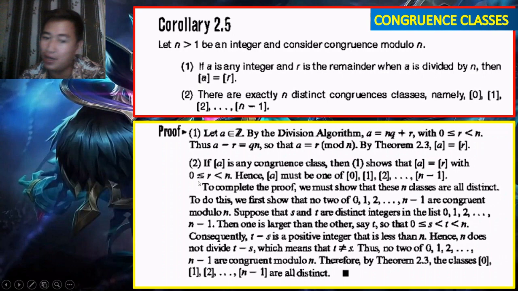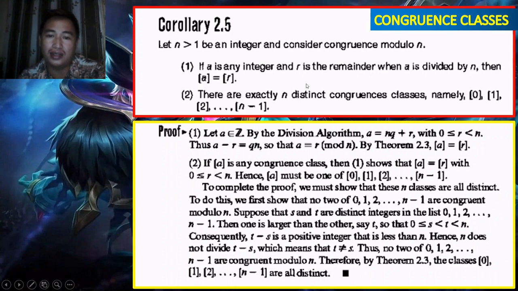Okay, it is equivalent to its remainder. The values of the remainder can be many or few. Okay, so we now have the idea, class. Let's go, we are almost done. Okay. So to complete the proof, we must show that these n classes are all distinct. Okay. So we have these classes now.